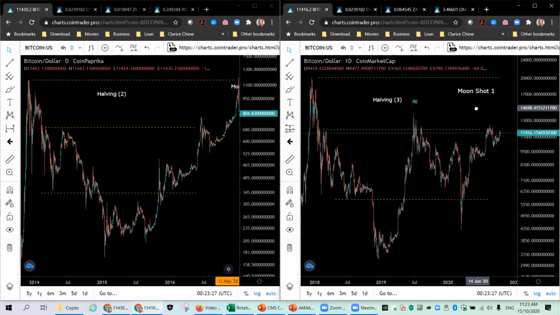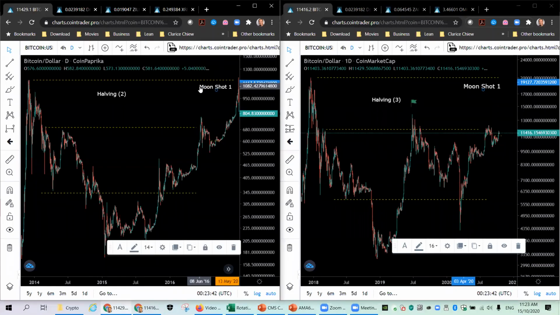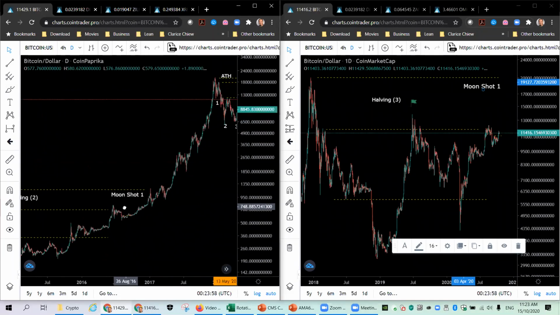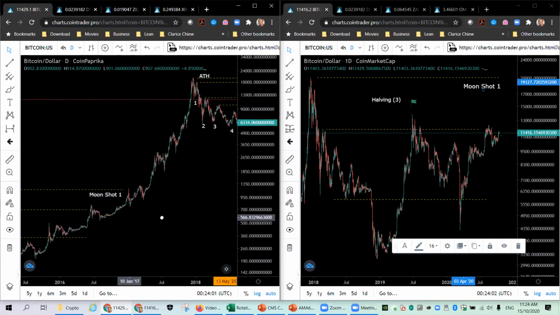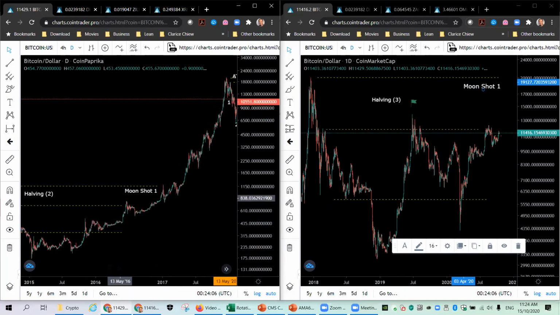All right, so Moonshot 1 is where we are heading, right there around the all-time high. So remember, if you are holding Bitcoin, in fact any of the coins, by the time Moonshot 1 is done, you would want to make sure you exit. In every moonshot, you would want to exit. Why? Well, here is Moonshot 1 for Bitcoin, halving number 2.